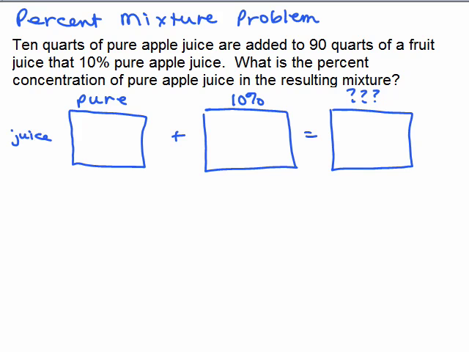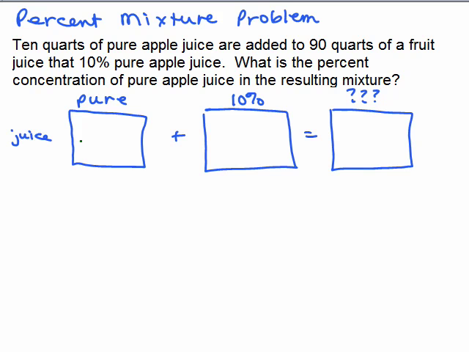Alright, we're going to work through this percent mixture problem. We have 10 quarts of pure apple juice added to 90 quarts of a fruit juice that's 10% pure apple juice. What is the percent concentration of pure apple juice in the resulting mixture?